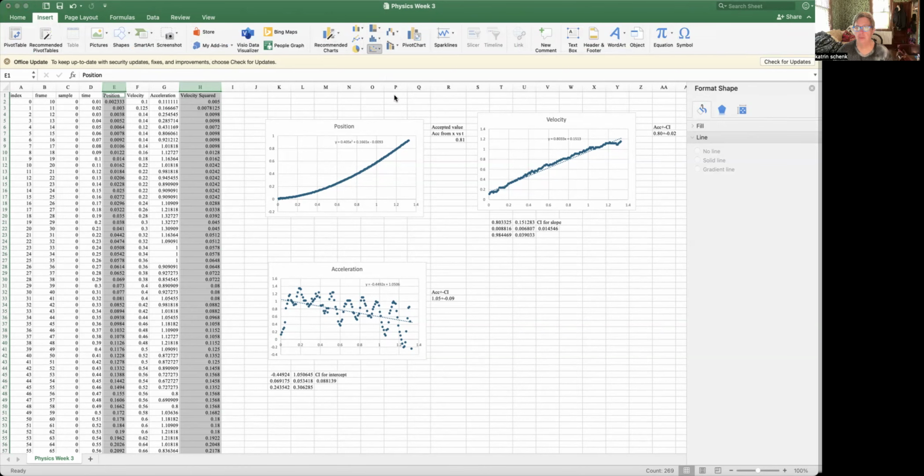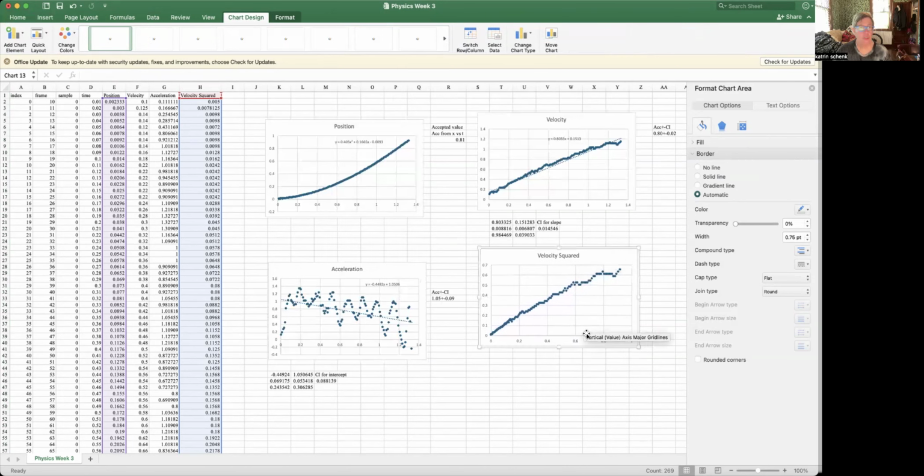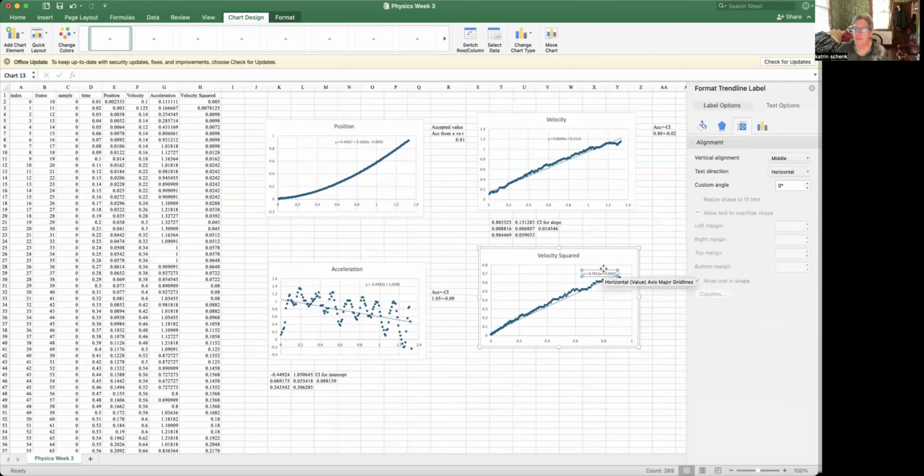Ah, it did, right here. Okay. Now, this should be linear, right? Because v squared over 2 is equal to a x. That's the linear equation, which means that when I add a trend line, it should be a linear trend line. I don't have to change it to something else. So add trend line and display equation. And let's see how we do. Okay, that's not too bad. It's not great, but it's 0.73.